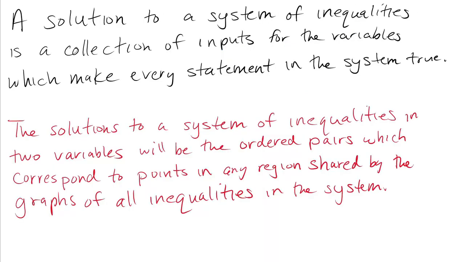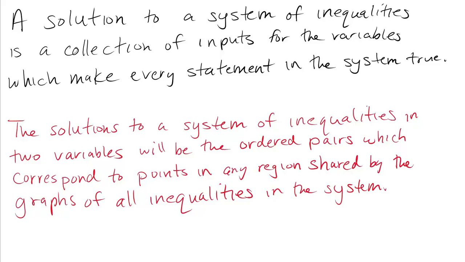A solution to a system of inequalities is a collection of inputs for the variables which make every statement in the system true. What's important here is that you have to make sure that every inequality in the system is true. Well, how are we going to come up with that solution set? What we're going to do is find the solution to each individual inequality and then just find the overlap in where we've shaded.